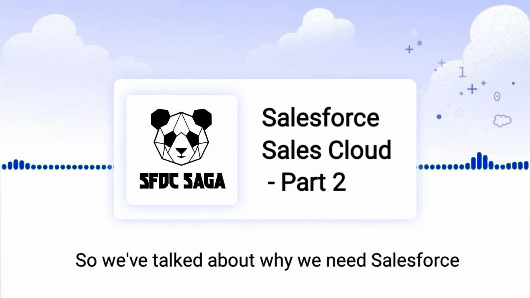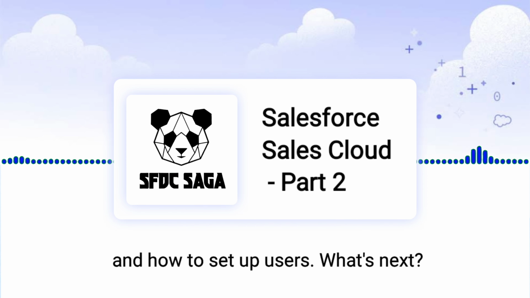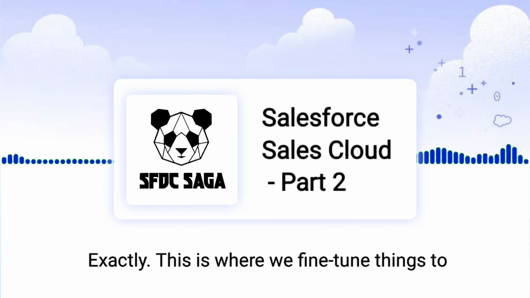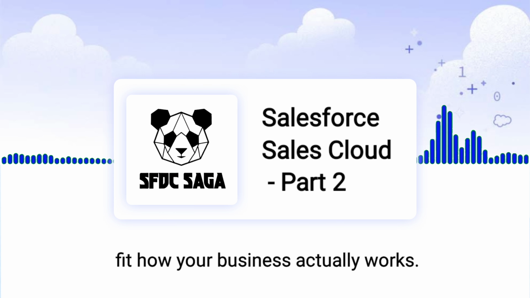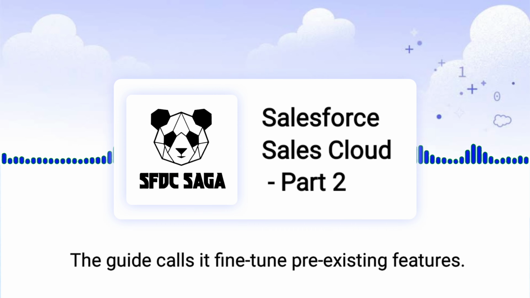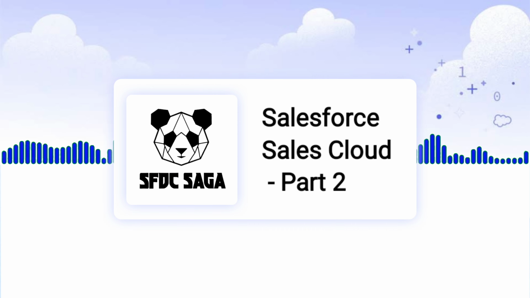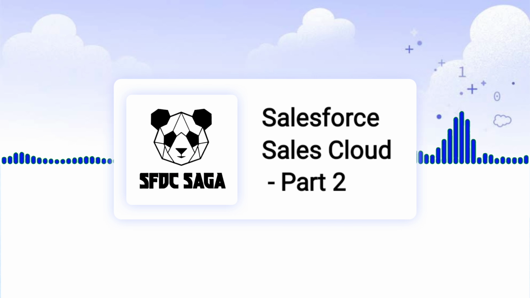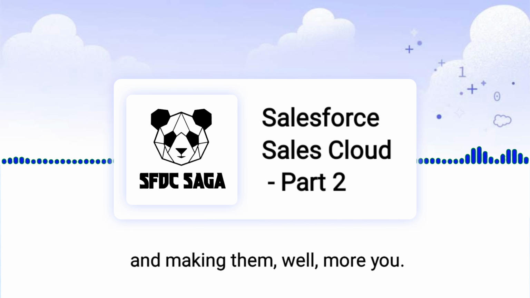So we've talked about why we need Salesforce and how to set up users. What's next? Now comes the fun part, making it your own. Customization. Exactly. This is where we fine-tune things to fit how your business actually works. I like the sound of that. Where do we start? The guide calls it fine-tune pre-existing features. It's about taking those standard objects and fields, the ones we talked about earlier, and making them, well, more you.